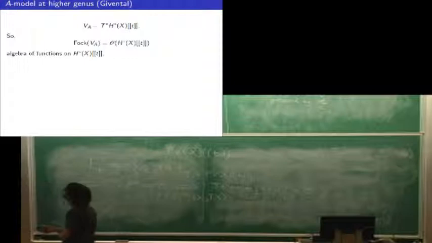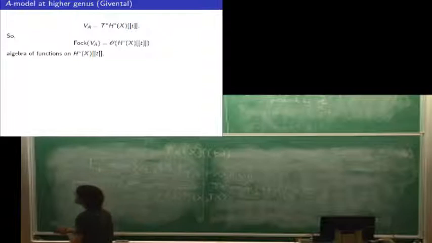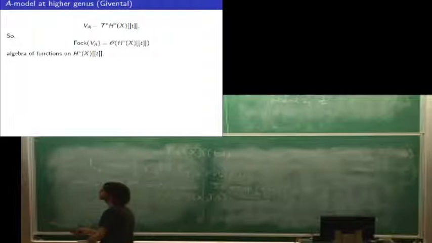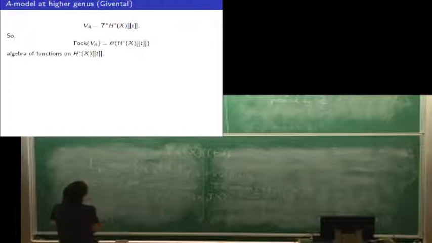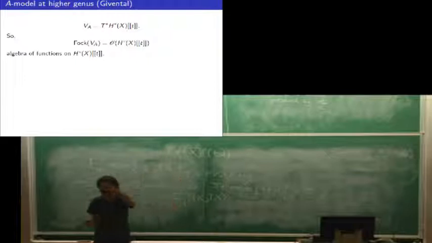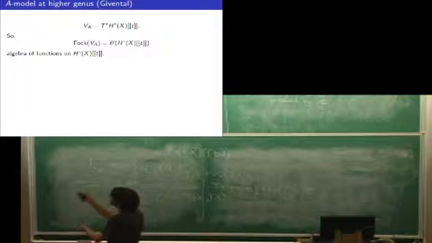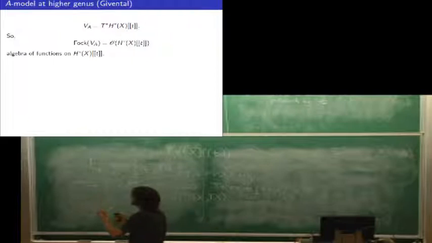So let's see how this works for the A model. And there it's very simple. The Gromov-Witten invariants will give us the desired state in the Fock space. So our A model symplectic vector space is the cohomology of X adjoined Laurent series, but I can think of it as the cotangent bundle to the cohomology of X adjoined power series. Since it's the cotangent bundle of something, I can identify the Fock space of this symplectic vector space with just the algebra of functions in these cohomology valued power series.